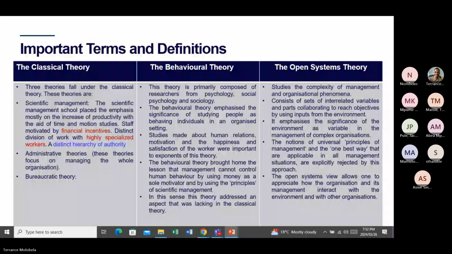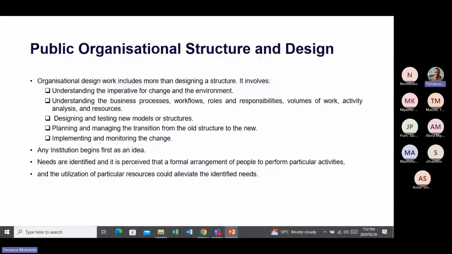Now, there is what we call public organizational structure and design. Very important, meaning that organizational design work includes more than designing a structure, because it involves you first. It requires you to understand the imperative for change and environment. So one thing that is guaranteed within an organization or within anyone's life that is listening to me right now is change. Things have to change.